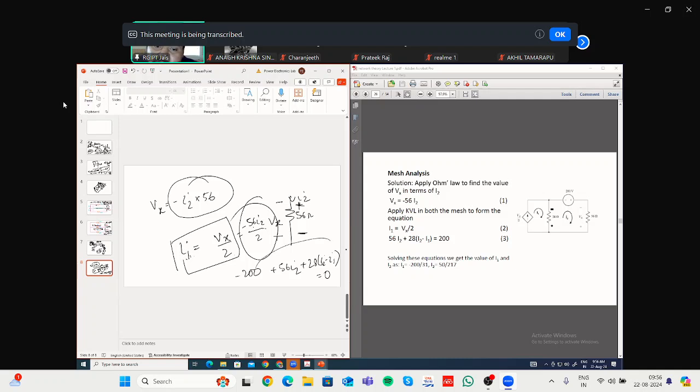200 you can bring to this side: 56 I2 plus 28 (I2 minus I1) equals 200. The relation between I2 and I1 you have already got here. You just replace it in this equation, and you will be able to find the values of I1 and I2. Okay, so we'll end this discussion here.